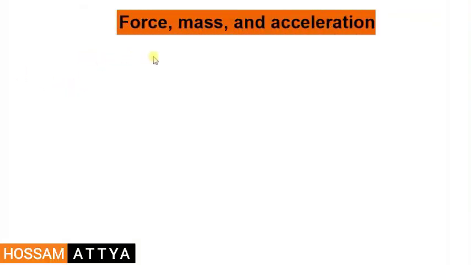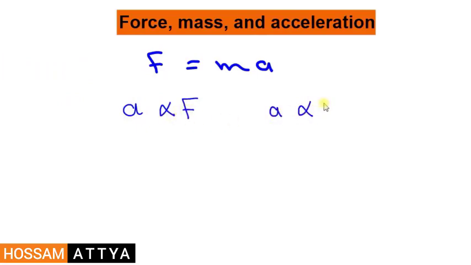From Newton's second law of motion, force equals mass times acceleration, which means that the acceleration by which a body is moving is directly proportional to its force, and the acceleration is inversely proportional to its mass.